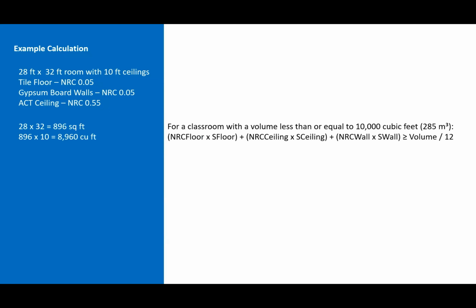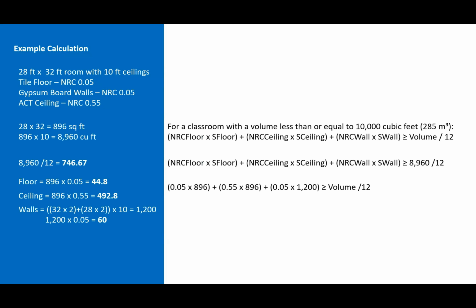So first we go ahead and find the volume of the space, and we see that we're less than the 10,000 cubic feet. So then we divide that volume by 12, and we get this number, roughly 747, that we're seeing. So we're going to take that and calculate out all the sub values for the floor, ceiling, and wall based on the surface area times those NRCs, and add those up, and we get a little under 600 here, which is again less than what we're required to have as our minimum.